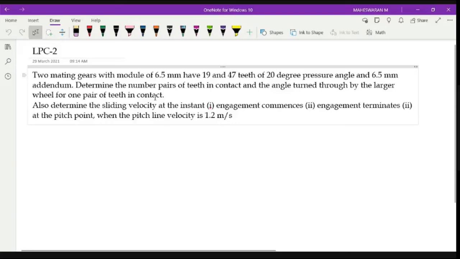So what is the angle of turn that happens during one contact? From the time a tooth comes into contact until it leaves, how much does the larger wheel turn? This is what the question is, right? And they are asking you to identify the sliding velocity with respect to three categories: at the time of approach, at the time of recess, and at the pitch point, right? They have also given the pitch line velocity for this particular problem. Do you have any doubt in the problem?